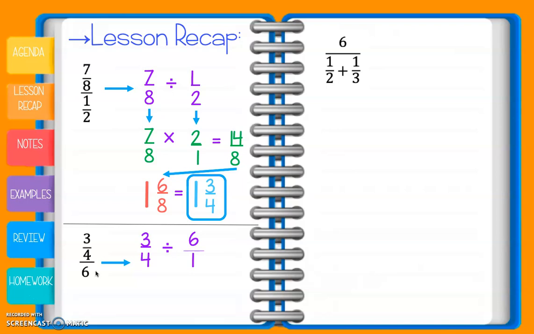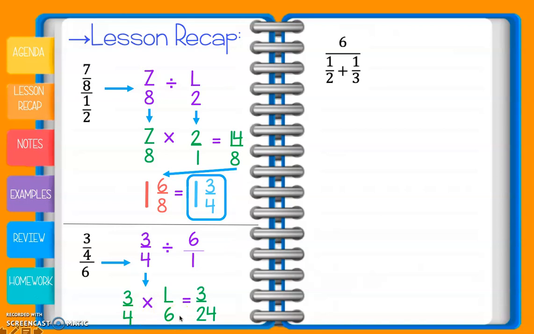So now we have a fraction divided by a fraction, and we can just do keep, change, flip. So we're going to keep 3/4. We're going to change our division to multiplication, and then we're going to flip 6/1 to become 1/6. Now we have a fraction multiplied by a fraction, so we just multiply straight across. 3 times 1 is 3. 4 times 6 is 24.